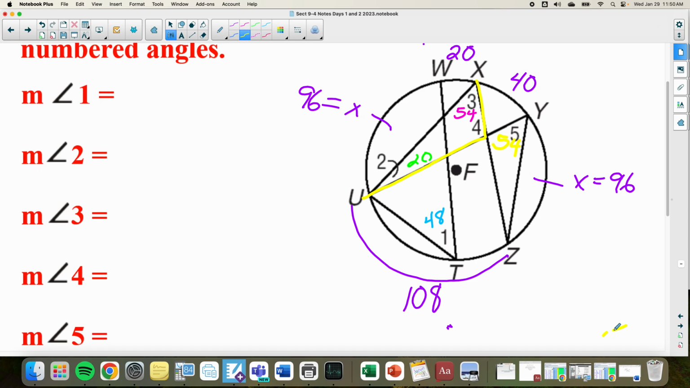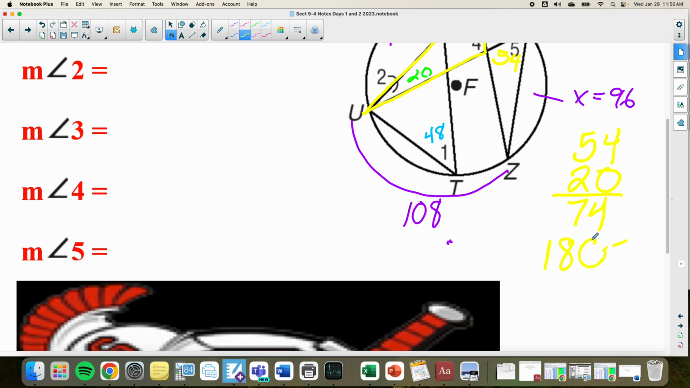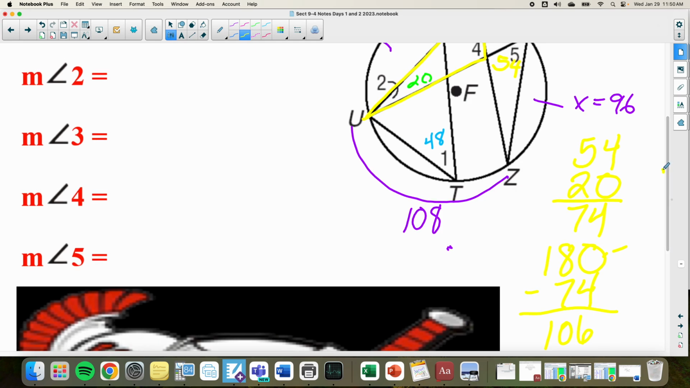Does it help if I do this? I agree with you now. You don't even have to do that. Because we're just, well, yeah, add them together and subtract from 180, right? So if you think of that triangle, then I can go 54 plus 20, which is 74, and subtract that from 180, and I'd get 106. So that's a super common one to get wrong, okay?